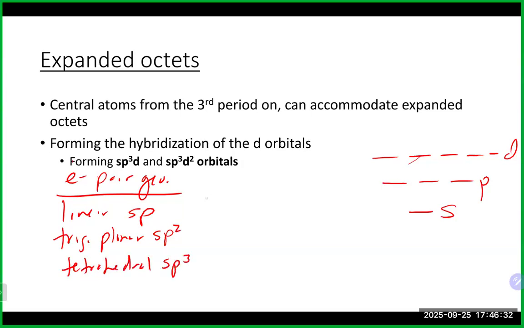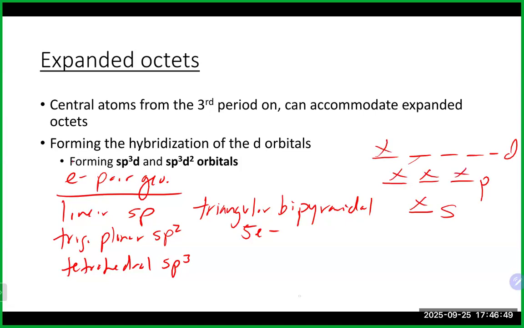Adding to our list, if we go with our electron pair geometry, trigonal bipyramidal is 5 electron pairs. If we count that off, that's 1, 2, 3, 4, and 5. That would give us a hybridization of sp3d. And we also can go to the 6 that we talked about with geometry, which is octahedral.